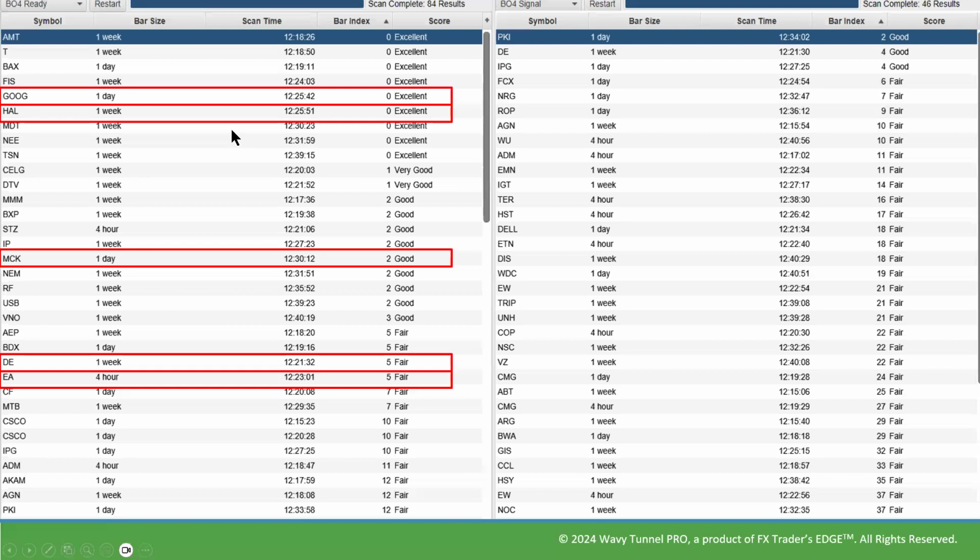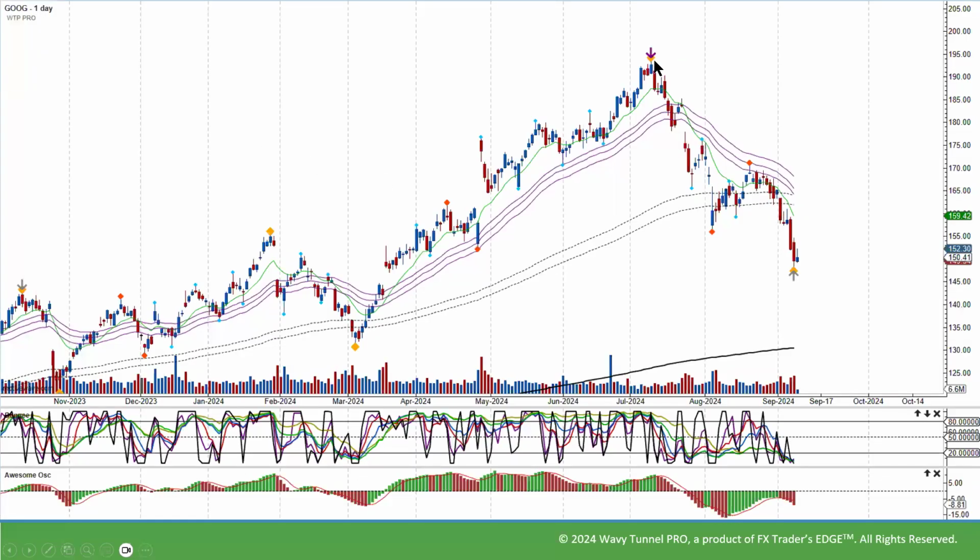That's the first one. This is Google. So you see the same pattern. You have the purple arrow, and then you have the gray arrow. And I can tell you, looking at this, that the gray arrow didn't appear over here. This signal on the scanner didn't appear over here. It only appeared for the first time over here.